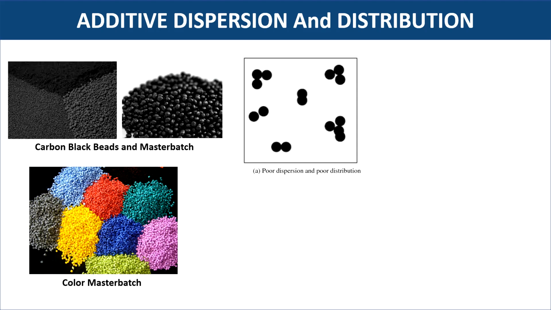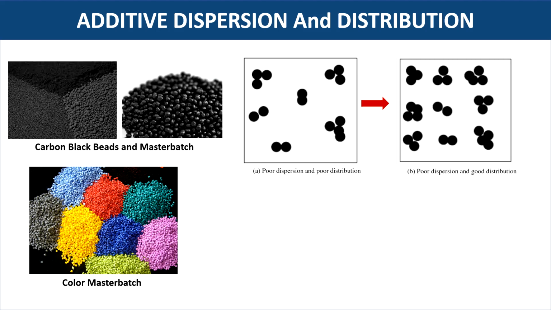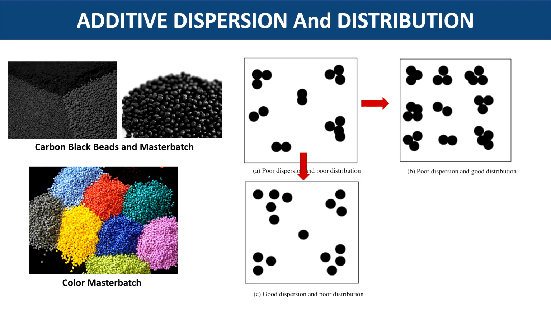Next, depending upon the mixing parameters, two things can happen. Either the beads will move away from each other without significant reduction in their size, or beads will break into smaller individual particles but remain in close proximity. In the first case, we will get uniform product due to good distribution, but we will not utilize the full potential of the additive as dispersion is poor. In the second case, although the additive's surface is fully utilized, the product is not uniform.